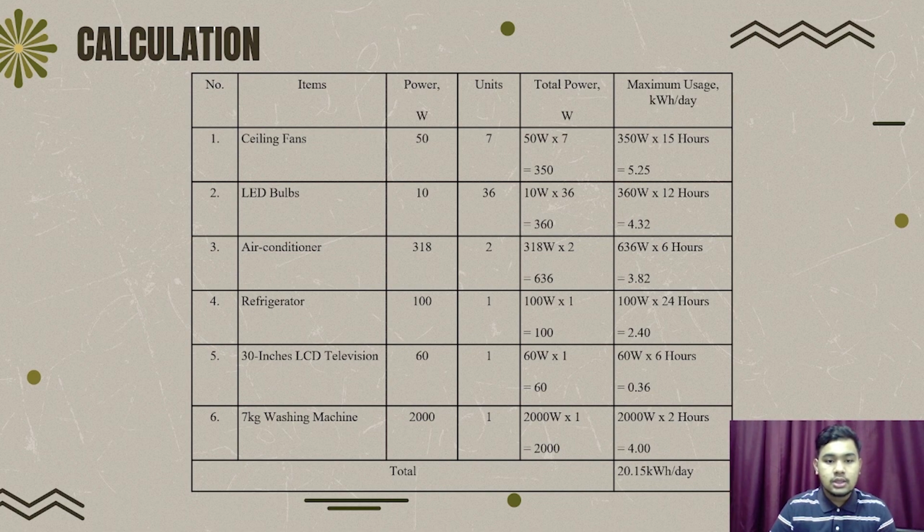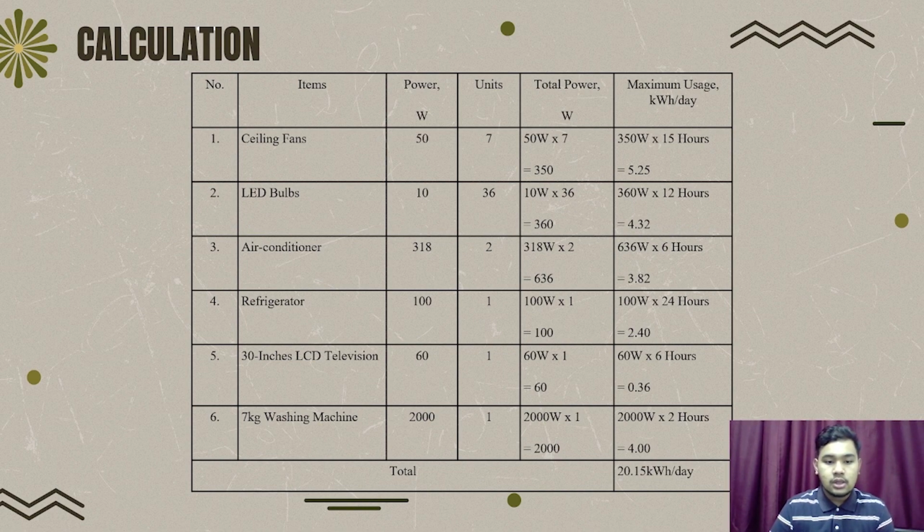Next is the air conditioner. The power use is 318 watt. We use the air conditioner for 2 units. The maximum usage is 3.82 kilowatt hour per day. Next is the refrigerator. The power use is 100 watt, and we use only one refrigerator. The maximum usage is 2.4 kilowatt hour per day. Next is the 30-inch LCD television. The power use is 60 watt and we use it for one unit only. The maximum usage is 0.36 kilowatt hour per day.